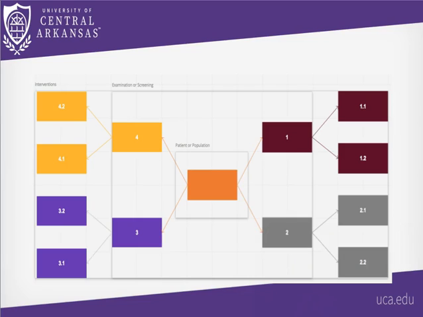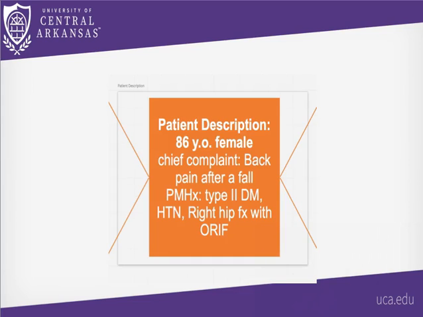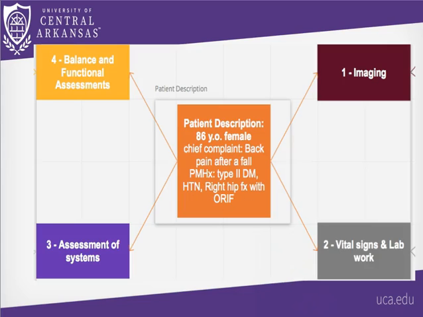To help make this a little more clear, I have given you a description with an actual patient example here. So for the beginning, we're talking about an 86-year-old female who had a recent fall and now has back pain. So she's come to the physician, to the hospital, to try to figure out what's going on. She also has a past medical history of type 2 diabetes, hypertension, and a right hip fracture with an open reduction internal fixation. So the next step, we're going to move out from there.